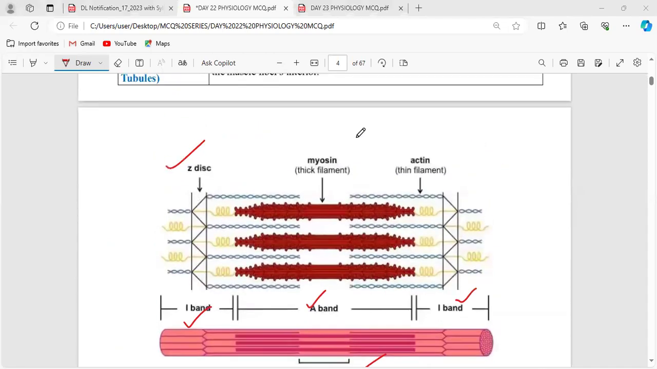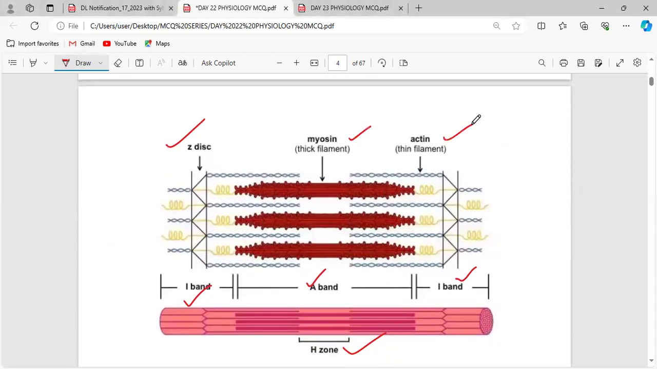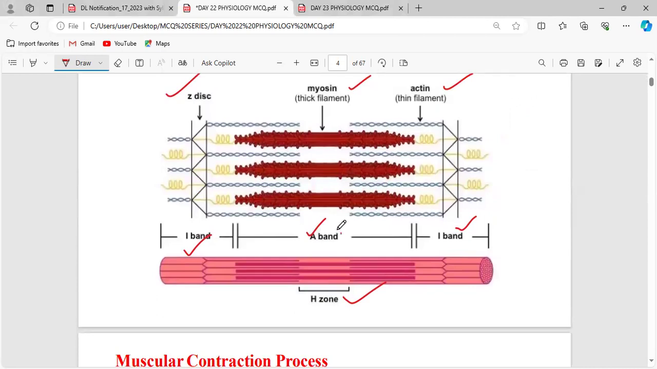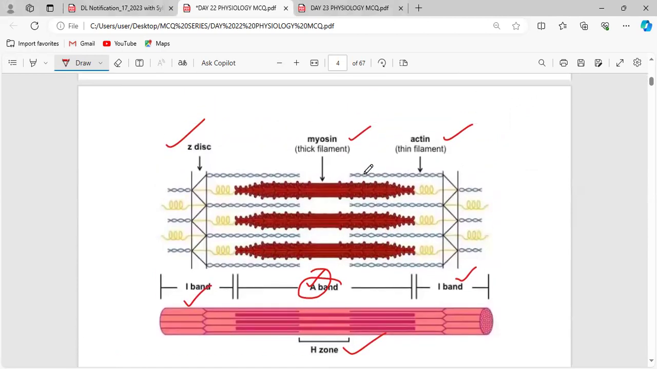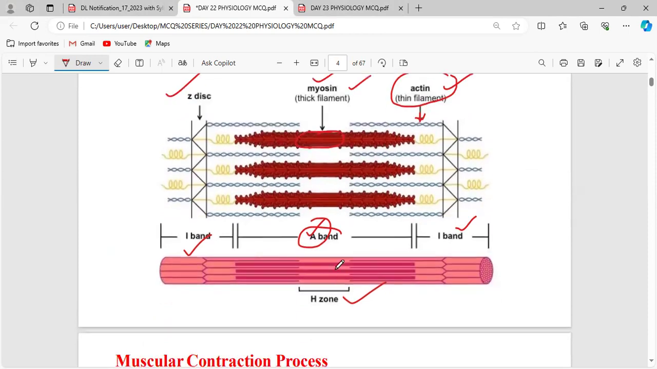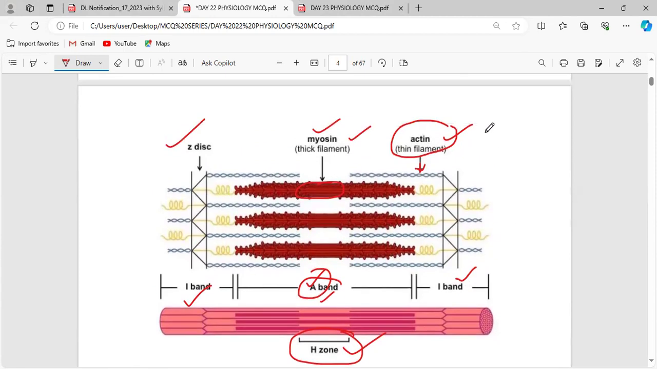Now look at the picture. We say that myosin is the thick filament and actin is the thin filament. See this A band, and where exactly the myosin is located and where exactly the actin is located. This is the actin and this is the myosin. See where the H zone is. The H zone is the middle, central part of the A band. This is how it looks. The actin has the myosin binding site, where the head of the myosin binds to the actin, right? This is the ultrastructure of the muscle.